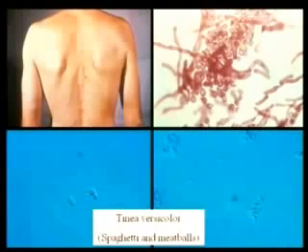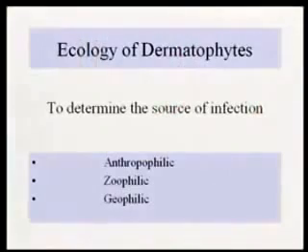And this is what it looks like under the microscope. These are the mycelial filaments, and these are the conidia. And this is referred to as spaghetti and meatballs in the lab, is what it looks like. And this is a wet mount. And mostly you see the conidia. They come loose very easily.